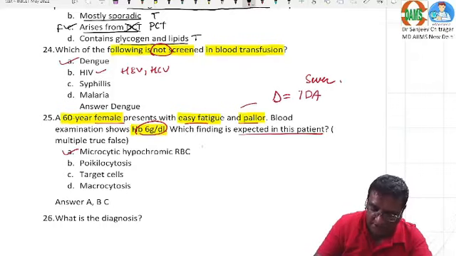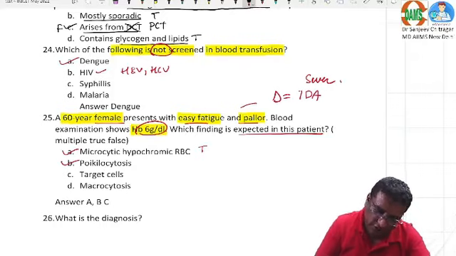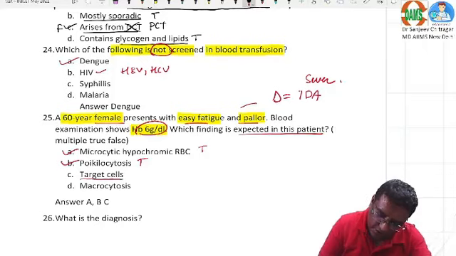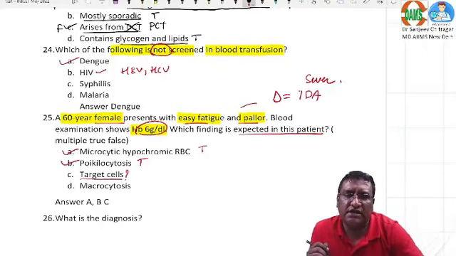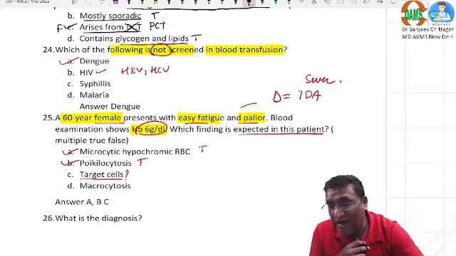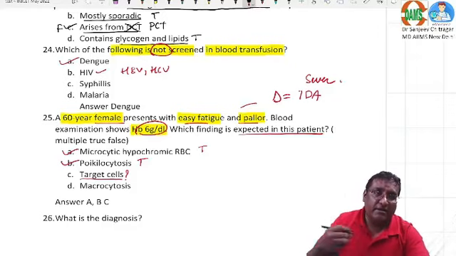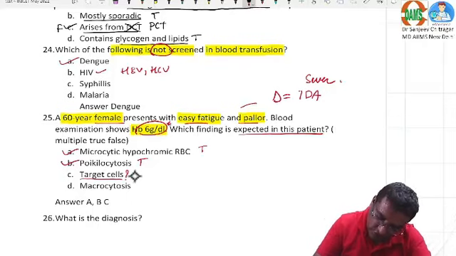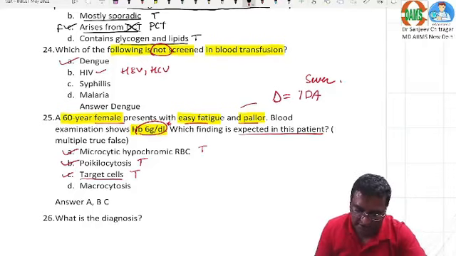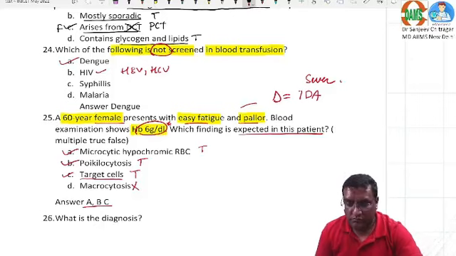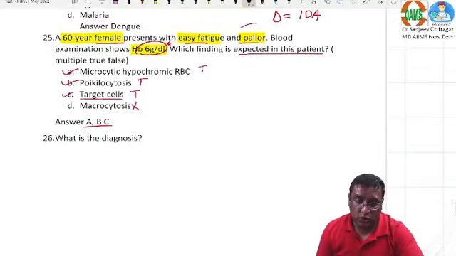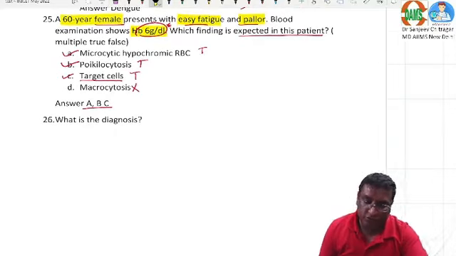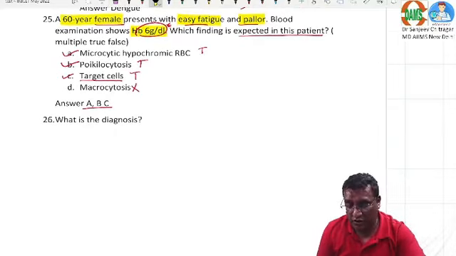Microcytic hypochromic RBC, yes, that is true. I am expecting that. Poikilocytosis also I am expecting. Sir, what about target cell? Target cells are classically seen in thalassemia and sickle cell, but can be seen in severe IDA. I had mentioned it when we were discussing the mechanism of target cell. This is a severe IDA, so this also is true. If it was multiple choice, I would answer these 3. Macrocytosis is not. So 3 of them are correct in the given options for me. I do not know if there was any other option also. Multiple true, answer A, B, C are true in this.